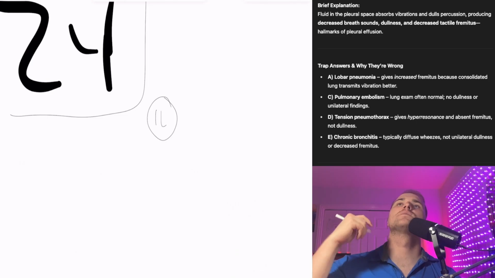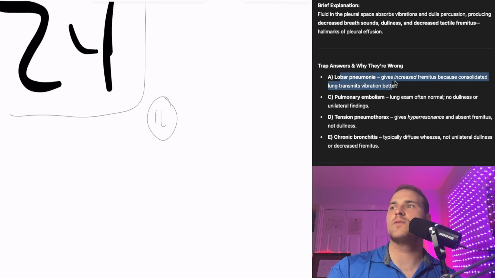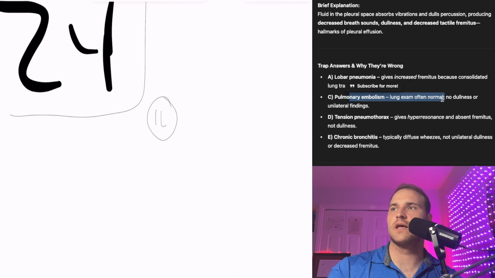Just 1 liter. So when fluid builds up between the lung and the chest wall, vibrations can't travel through it. And that's why on exam you hear diminished or absent breath sounds. You also feel decreased tactile fremitus, and the percussion sounds are going to be dull. Lobar pneumonia, increased fremitus. That's because of the consolidated lung, and lobar pneumonia transmits better. Pulmonary embolism, it'd be normal, no dullness. Tension gives hyperresonance. Chronic bronchitis, diffuse wheezes, no unilateral dullness.